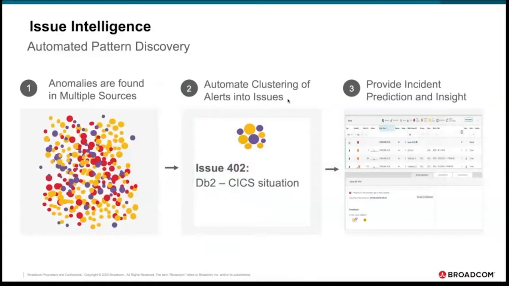This algorithmic way of grouping alerts together prevents alert fatigue and also reduces the workload of the IT operations team, as they do not have to spend time manually correlating alerts to find out the situations again and again. Now I will demonstrate how this issue intelligence helps system DBA Bob to identify issues faster in his DB2 environment without wasting time on the manual correlation.